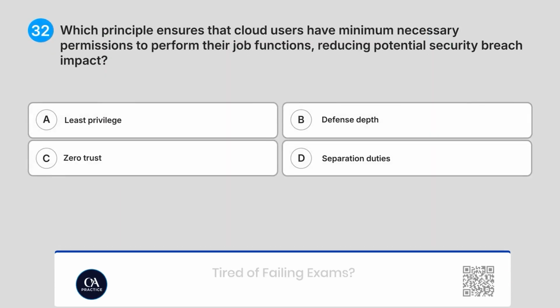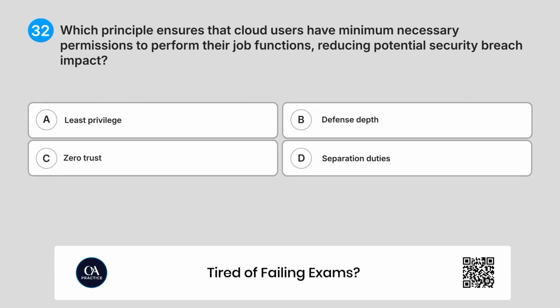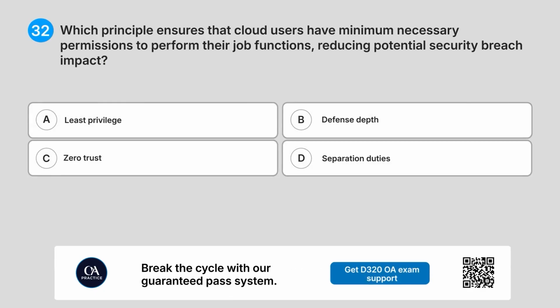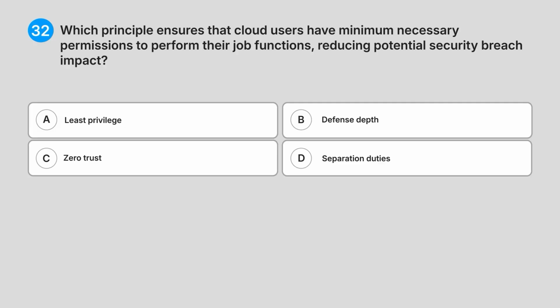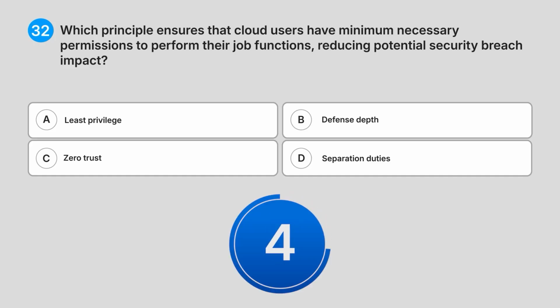32. Which principle ensures that cloud users have minimum necessary permissions to perform their job functions, reducing potential security breach impact? A. Least privilege. B. Defense in depth. C. Zero trust. D. Separation of duties. Do you know the answer?